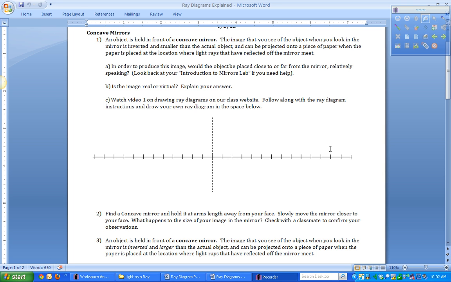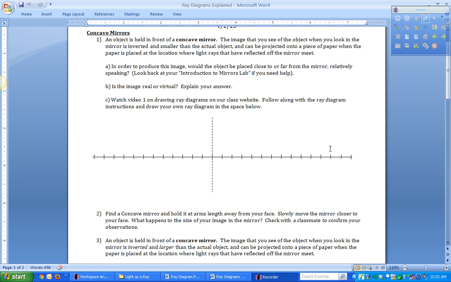Okay, so it says an object is held in front of a concave mirror. The image that you see of the object when you look in the mirror is inverted and smaller than the actual object and can be projected onto a piece of paper when the paper is placed at the location where the light rays that have reflected off the mirror meet. In order to produce this image, would the object be placed close to or far from the mirror, relatively speaking?